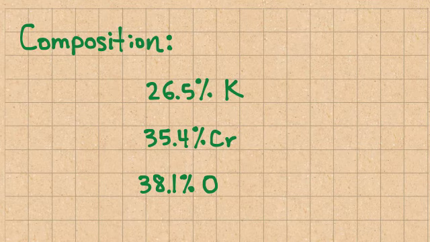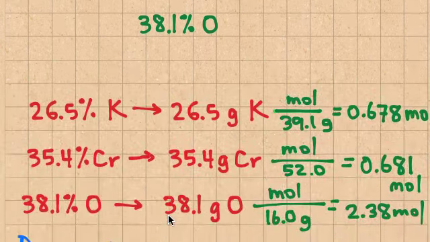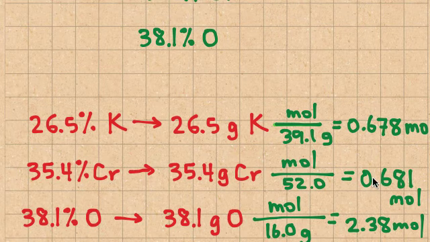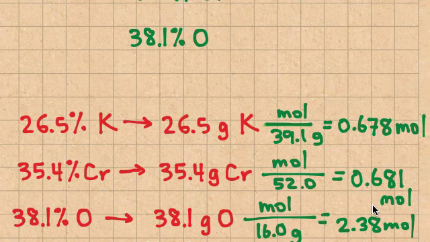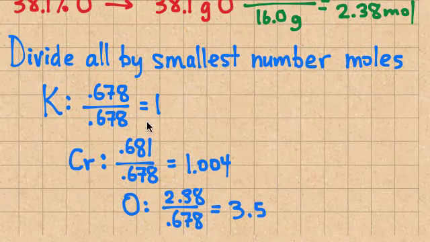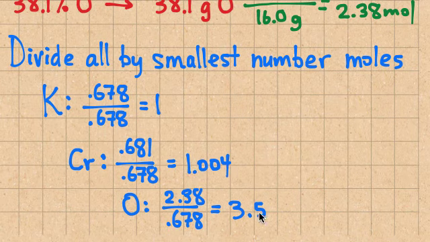Let's see. So composition: potassium, chromium, oxygen. We know what to do. Change the percents to grams. Assume a 100-gram sample. Change the grams to moles. Compare each mole to the smallest number, 0.681, 0.678. Oh, there it is, 0.678 moles. Those two are very, very close to each other. I should say this is approximately 1. Yeah, it is approximately 1. 3.5. Wait a minute. How can you have 3.5 oxygen atoms?